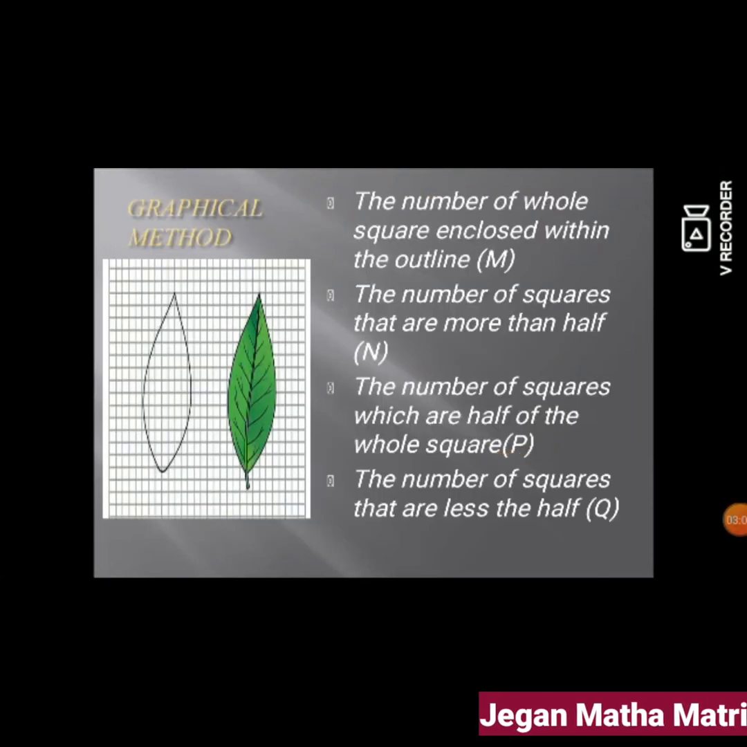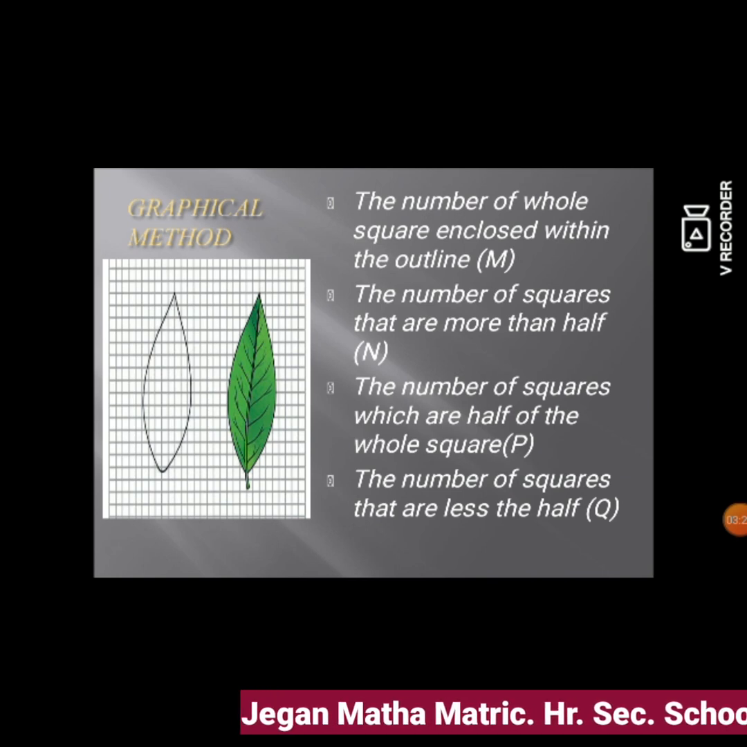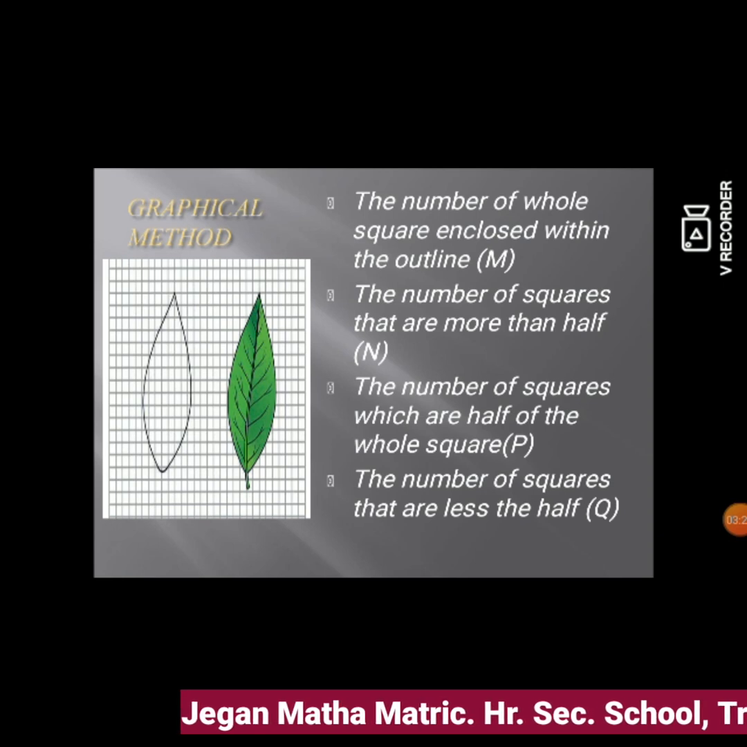Once again I repeat. We have to count the number of whole squares enclosed within the outline, that is M. Then the number of squares that are more than half, that is N. Then the number of squares which are half of the whole square, that is P. Then the number of squares that are less than half, 1/4, that is Q.